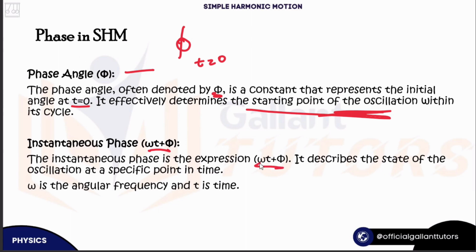Now, the instantaneous phase has this expression. It describes the state of the oscillation at a specific point in time. This is the formula representing it. As you know by now, this is the angular frequency, and t is the time.